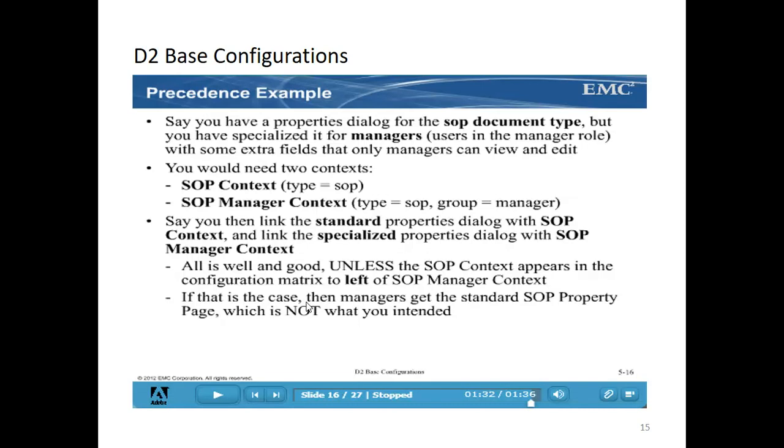So what they are saying, the SOP manager context should be at the left side. At the right side only the normal SOP context will be there. If not, manager left will take first priority, right? For example, if SOP context is at left side, even the manager will see only the standard properties. Then there is no use of creating SOP manager context. So again, I'm telling you, on the left side or first you have to give priority to specific context. Right side you have to give generic context.